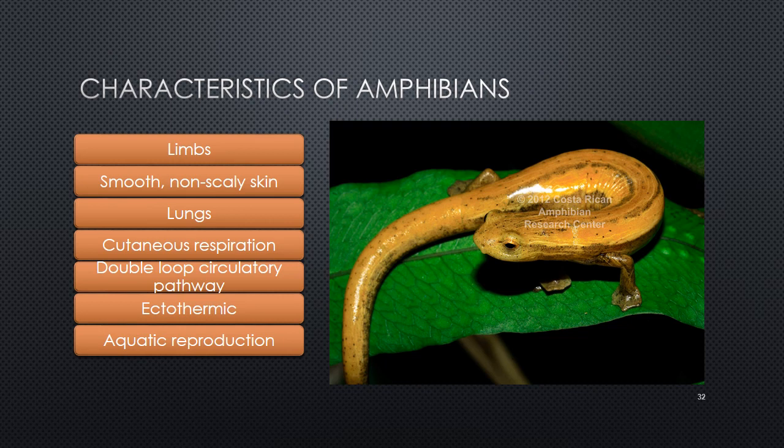Amphibians are ectothermic. Again, their body temperature is regulated by their external environment. And their reproduction is still aquatic reproduction, so they can't do that on dry land by themselves. So that is a characteristic of amphibians.